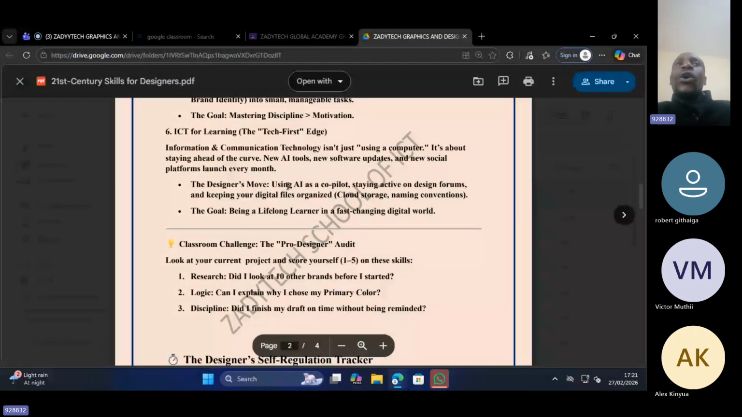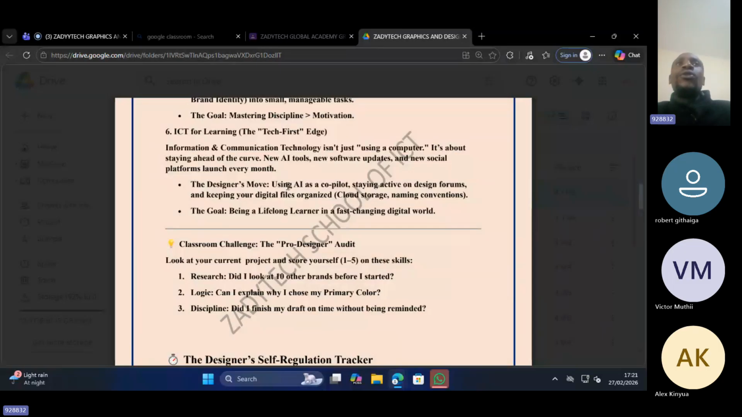So the goal should be what? In ICT, the goal should be being a lifelong learner in a fast changing digital world. Be a lifelong learner in this fast changing digital world.